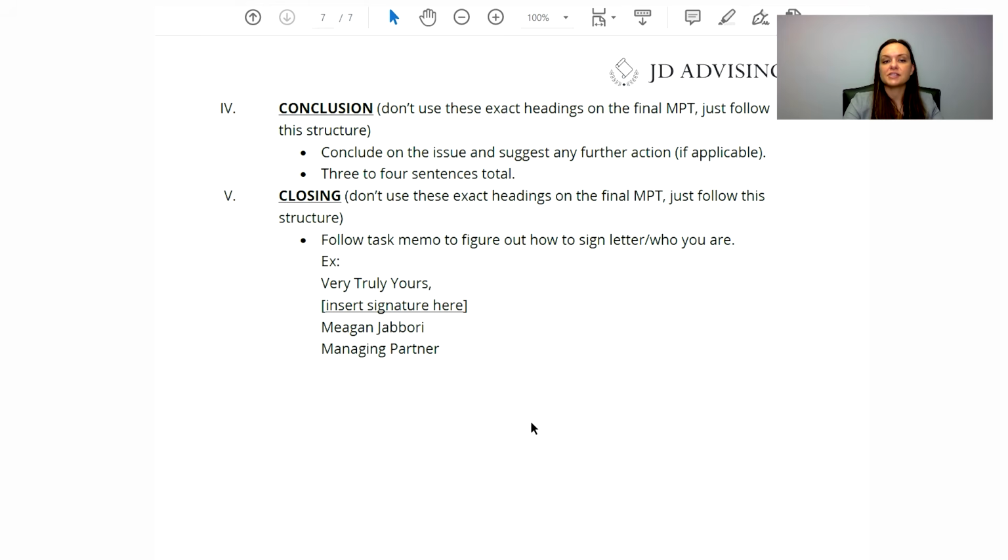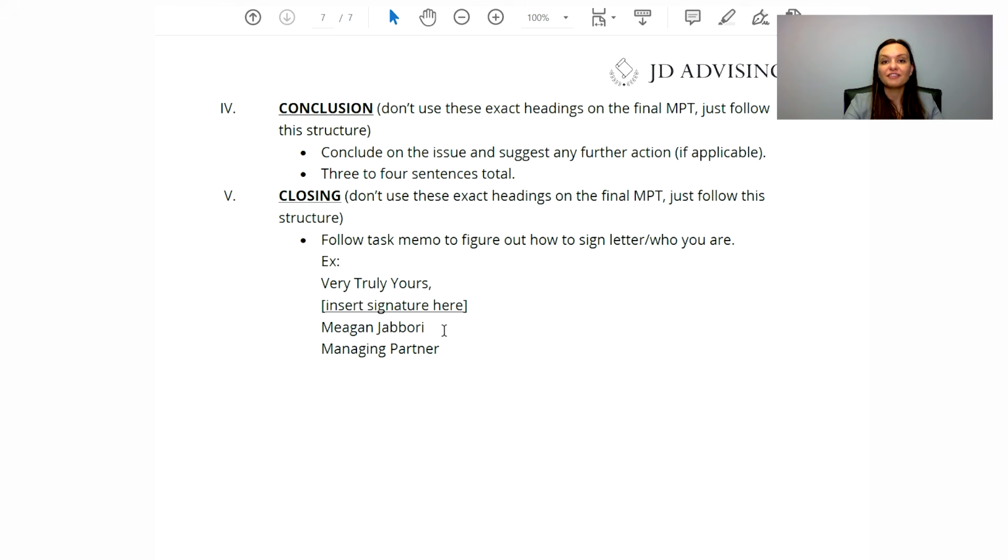The conclusion section is where you're going to conclude on those questions or issues presented and suggest any further action. So again, if you're drafting this to your client, this is where you're basically telling your client what to do or what they should do next. This is short and sweet, about 3 to 4 sentences in total. And then again, your closing section, this is where you sign your letter. So be sure to double check what your task memo says to do or who you are supposed to be or who you're drafting this letter for. And then make sure you set up your closing signature block to reflect that.